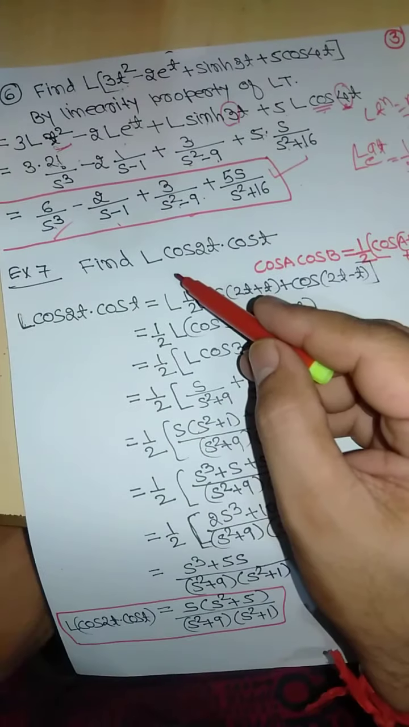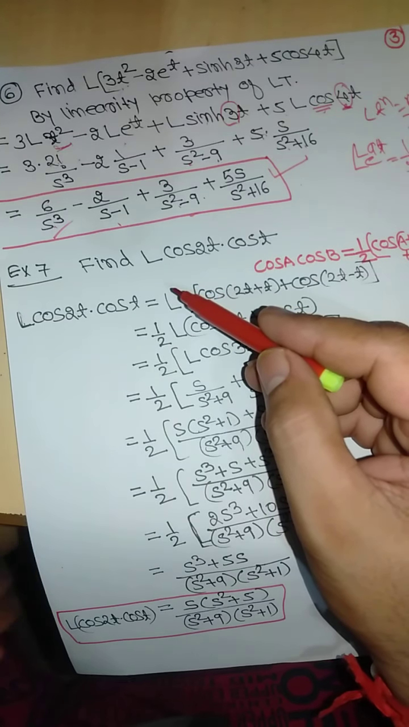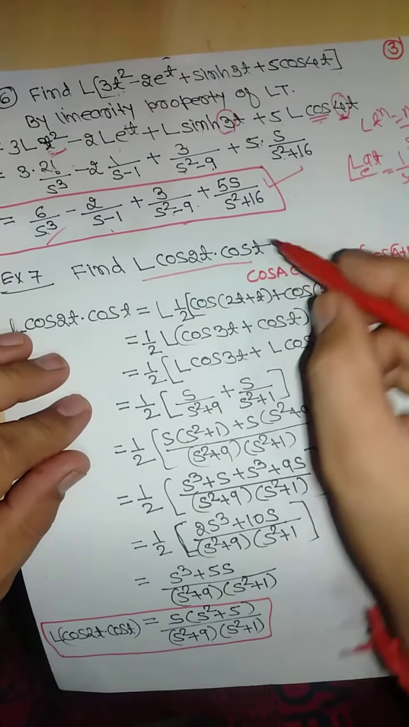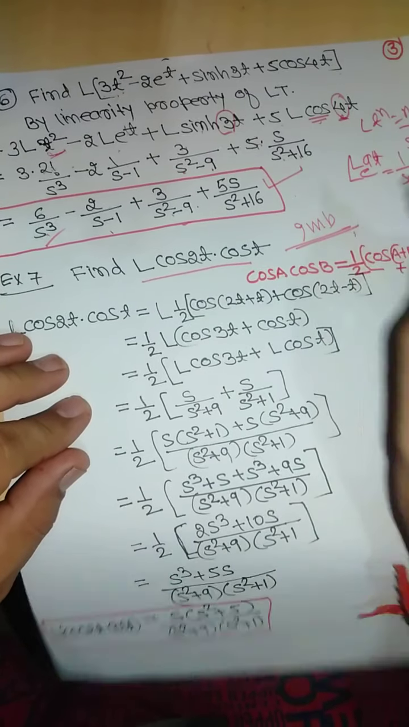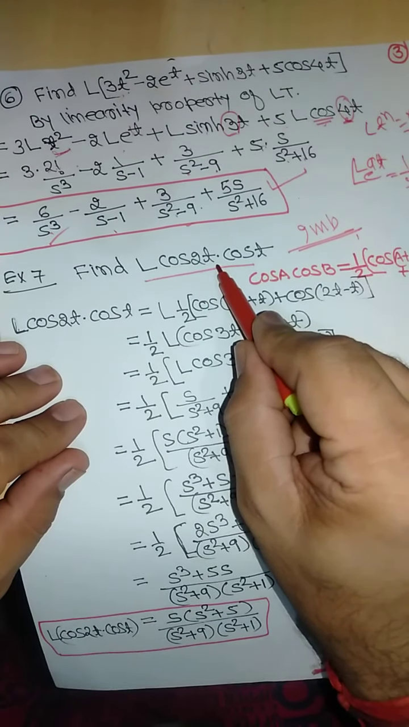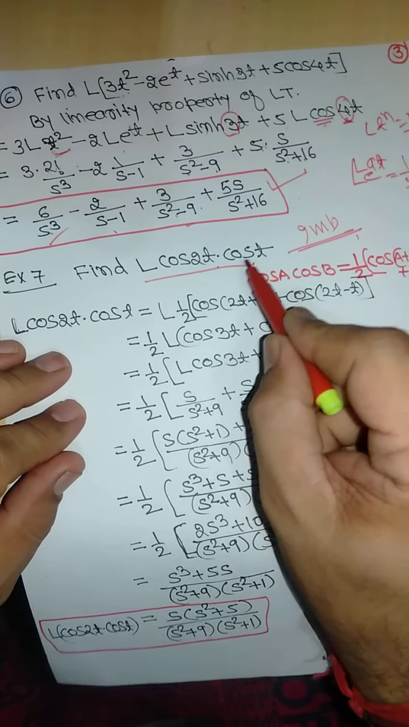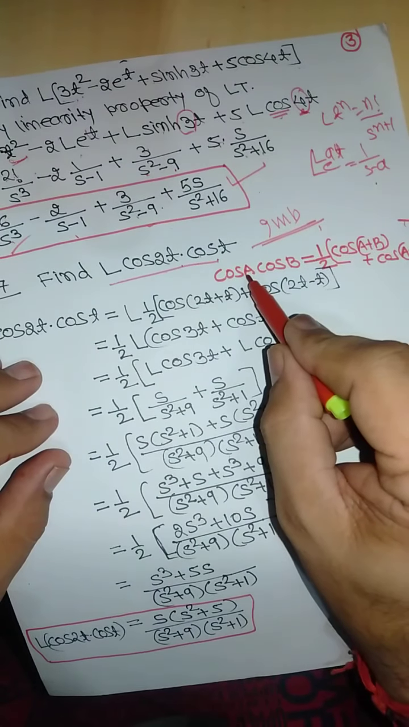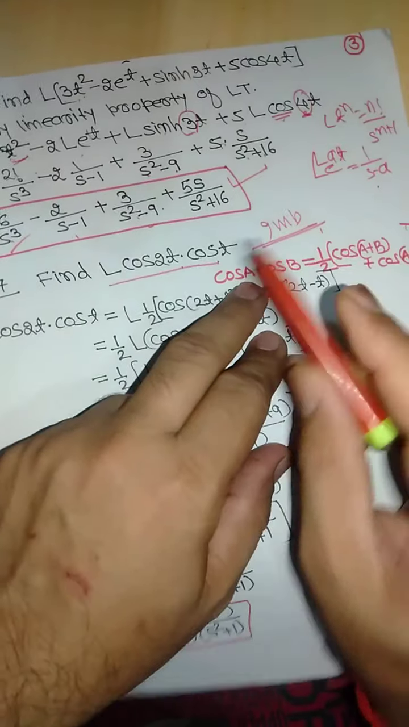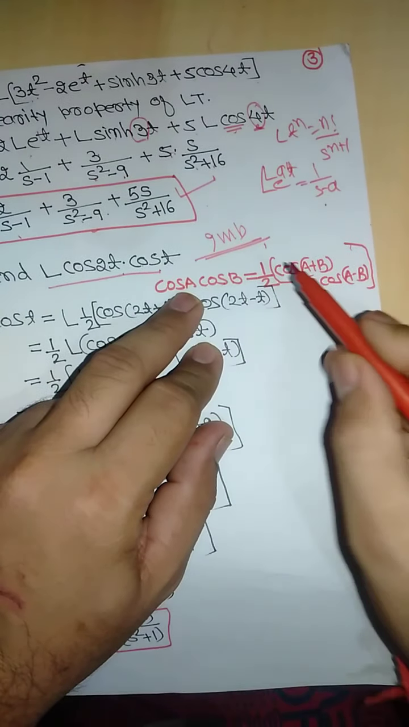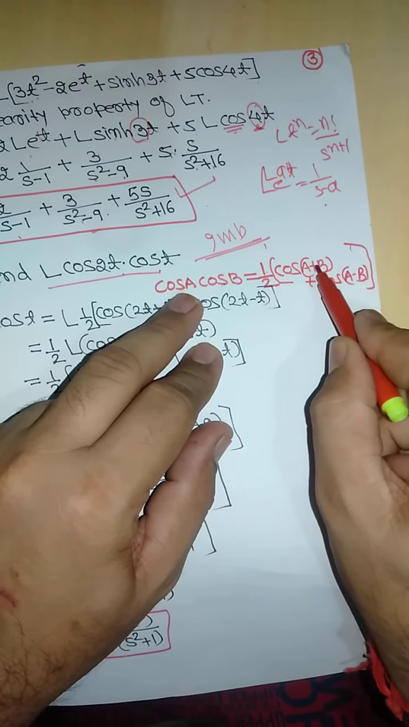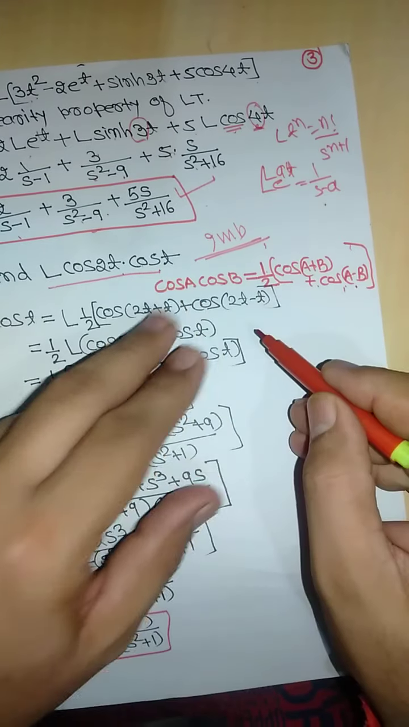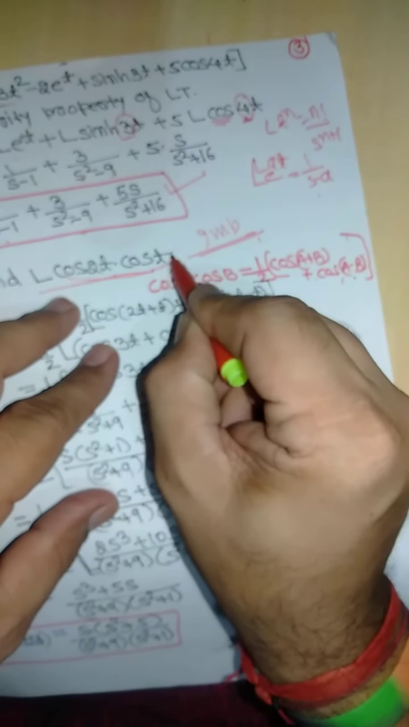Now we are going to find the values for examples. We see example number 7: when two different cos functions are multiplied, how to get the Laplace transform. This is again a very important problem. Find L of cos 2t into cos t. Looking at this, we observe that two different cos functions are multiplied. We know the standard result for cos a into cos b. What is it? It is equal to 1 by 2 times cos of a plus b plus cos of a minus b. Using this formula, we can expand cos 2t into cos t.